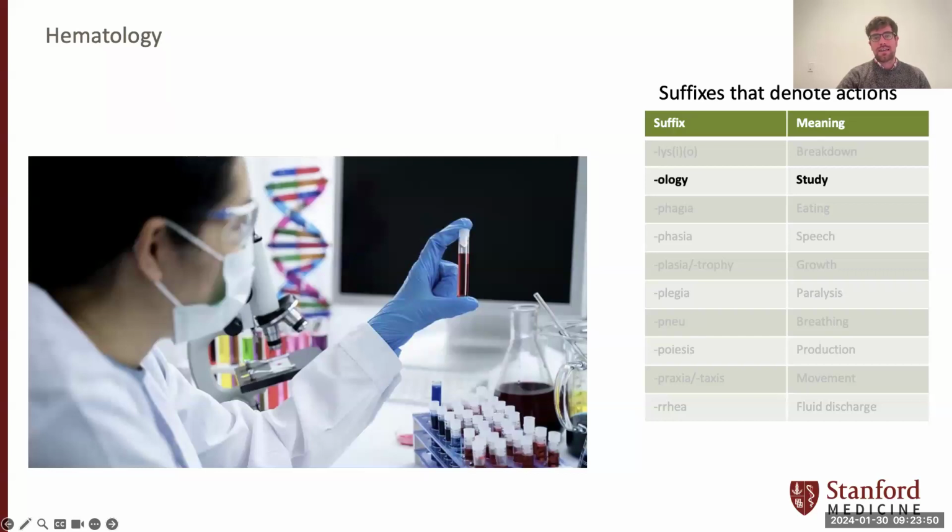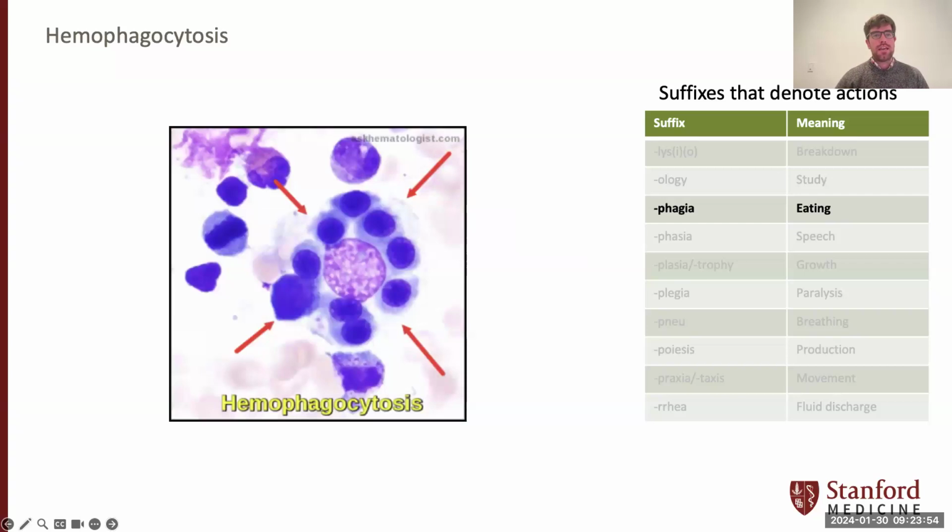Hematology, as you know, is the study of blood. Hemophagocytosis. This is a big word, but breaking it apart, you can see blood, phago, which is eating, and then cytosis, which is cells. So this is when blood cells actually eat other cells.